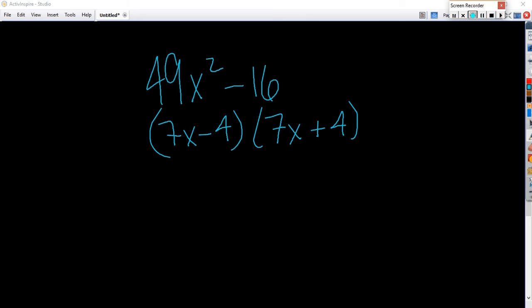If it were 49x squared plus 16, that's a CBF. Okay? If it's plus, it does not work. It has to be a minus. Yes? If they're both perfect squares and there's a plus, it's not going to factor for you. It's not, because there's not going to be anything that you could do to make it add to 0, but it's got to multiply to something positive. It's just not going to happen.